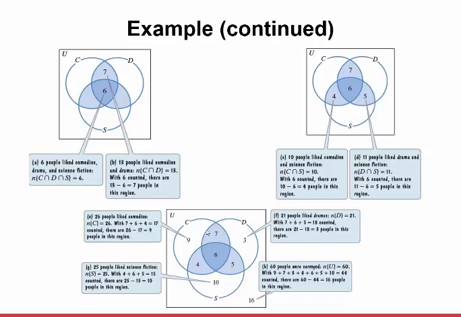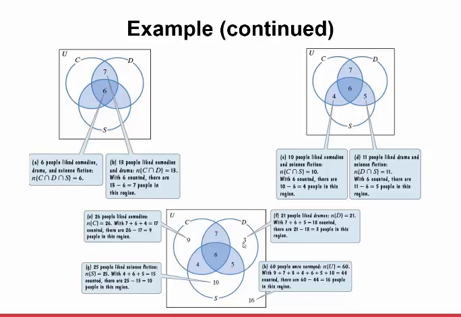Now you go to drama. Drama, 21 people like drama. Okay, we've accounted for 7, 6, and 5 are in that circle. That's 18. So to get back to 21, there must be 3 people out here.